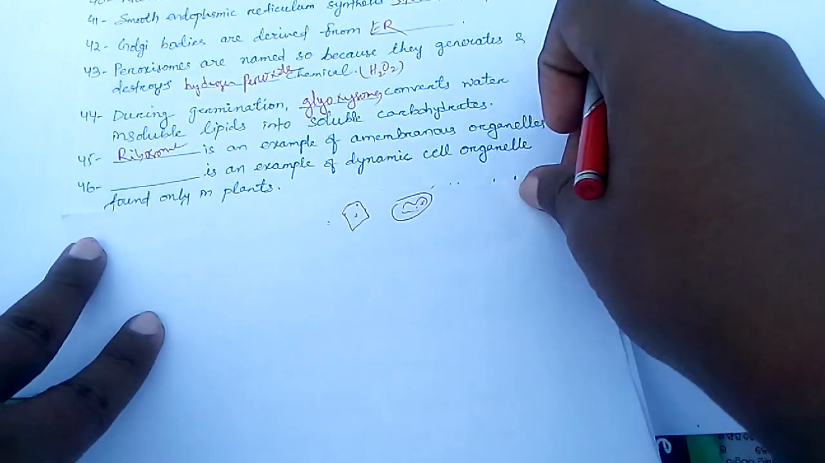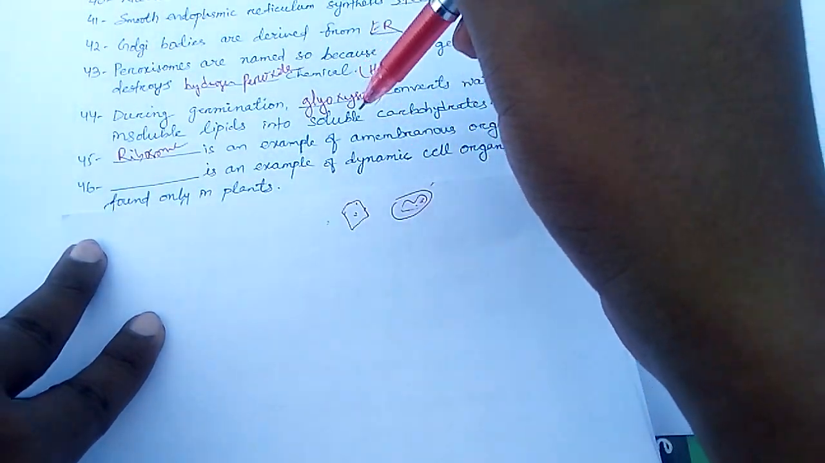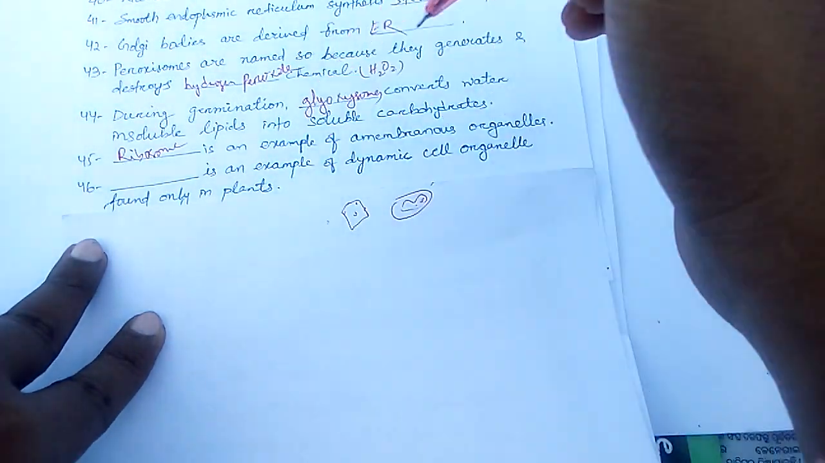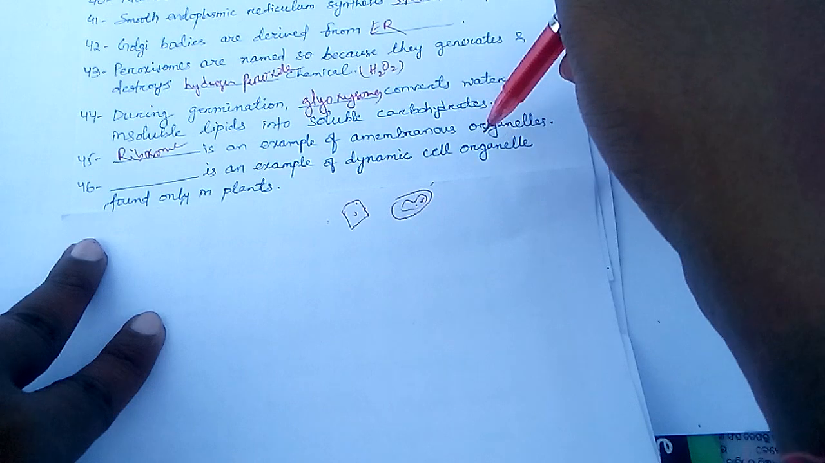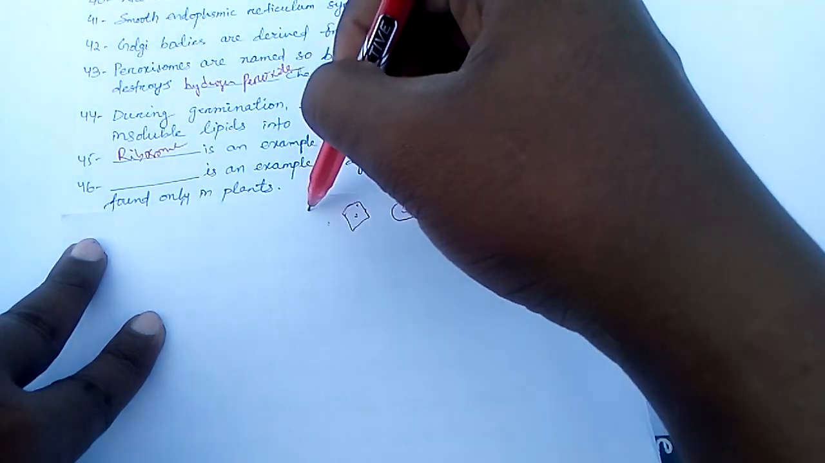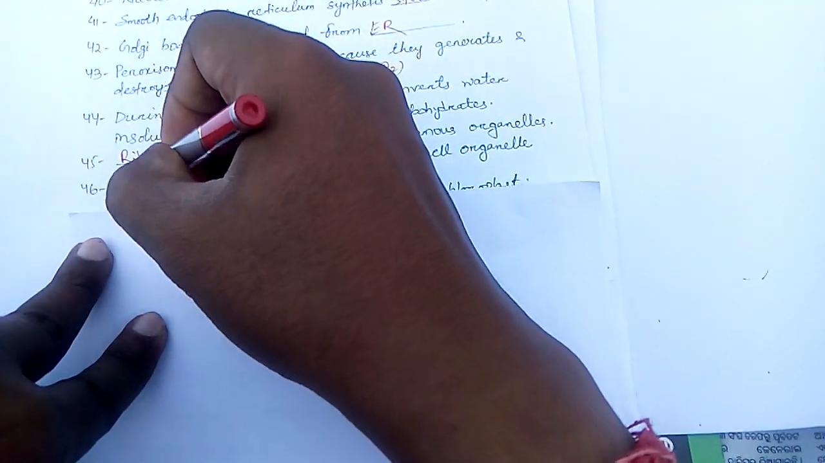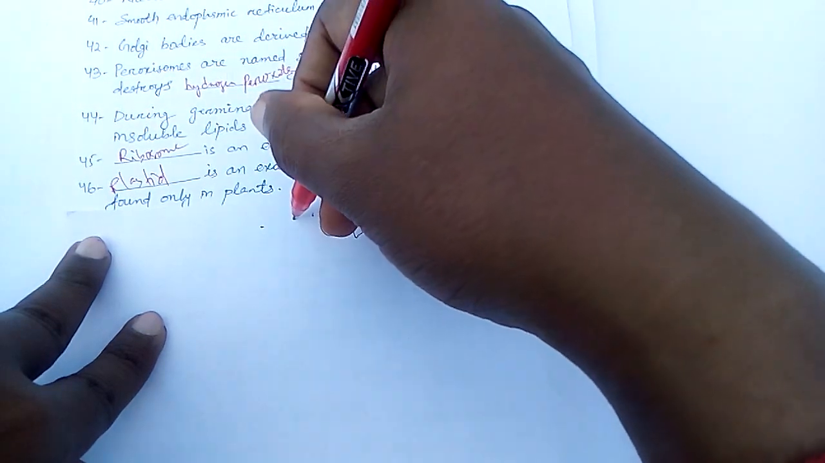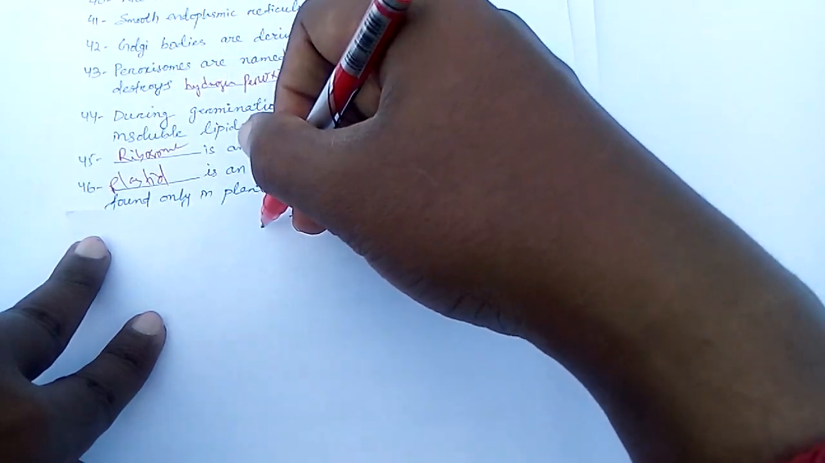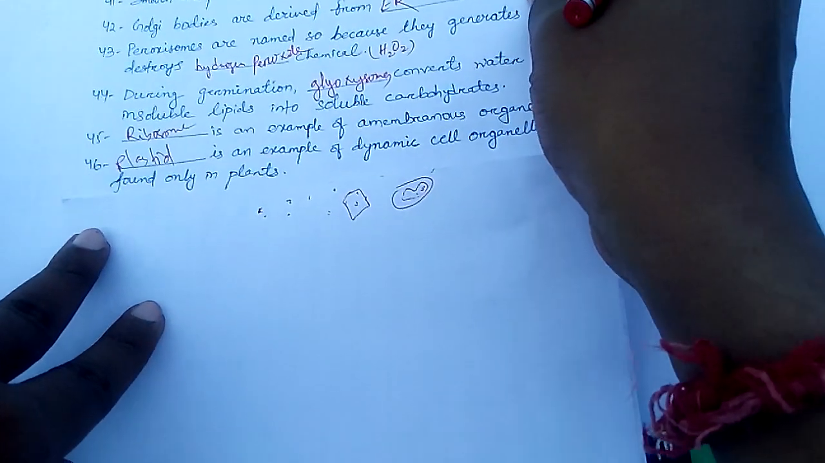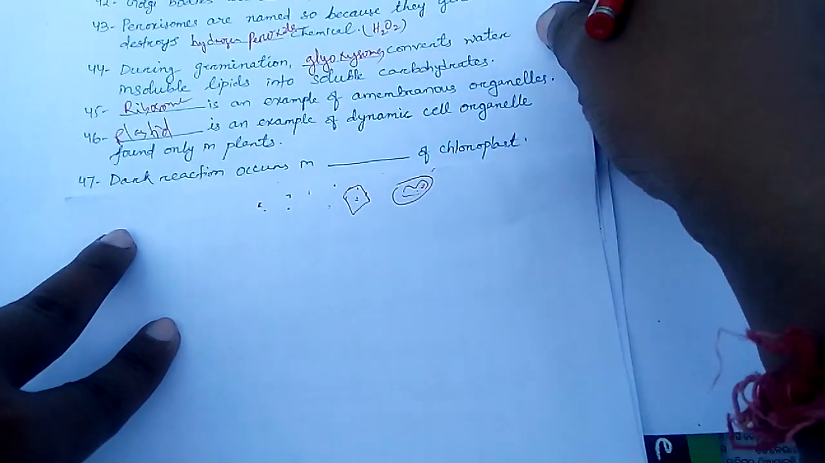Next, dash is an example of a dynamic cell organelle found only in plants. Dynamic means one form of plastid can change into another form. So which cell organelle can change from one form to another? That is the plastid. Plastids can change from one plastid to another, like chloroplast to chromoplast, chromoplast to leucoplast, leucoplast to amyloplast, etc. They are interchangeable.